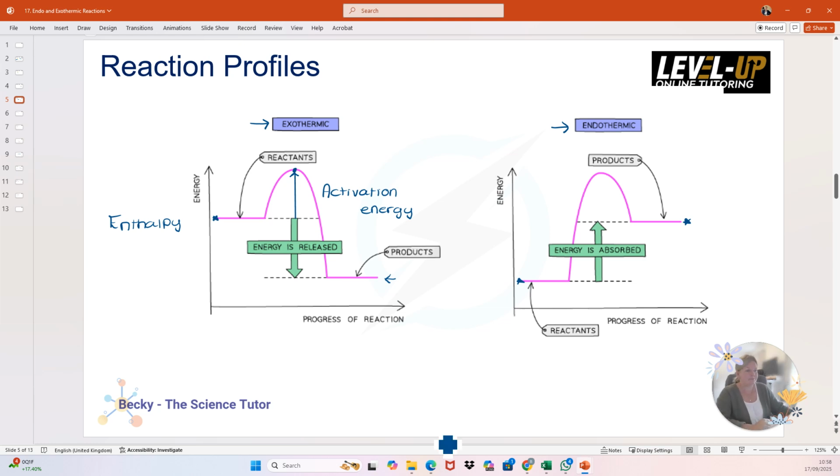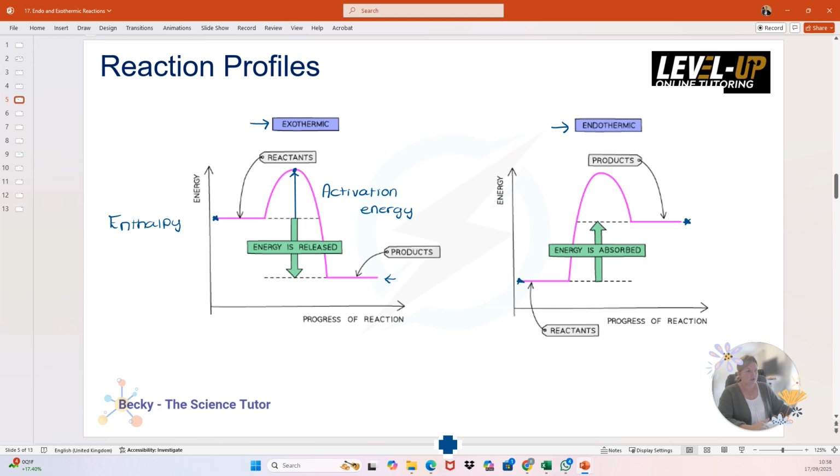Now you might be asked to draw a second line on this where the activation energy is lower, and we're going to come more onto that in the next session where we look at the use of a catalyst.